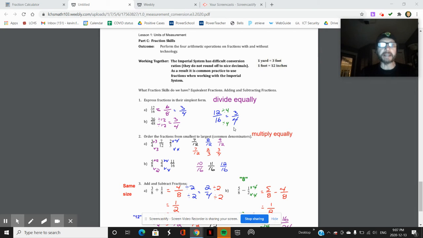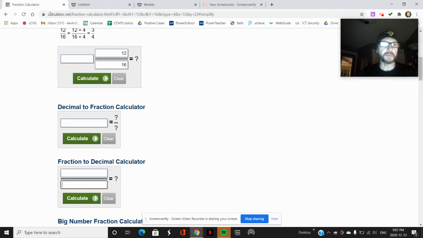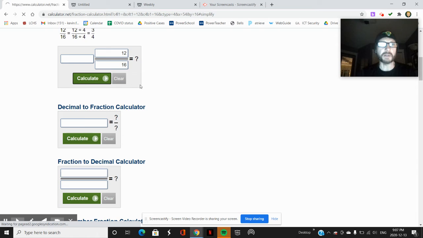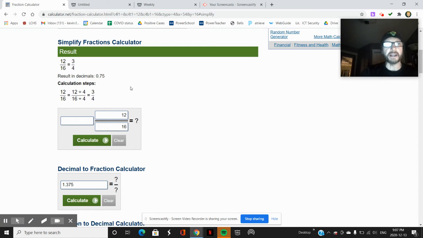One of the things that I linked on our website is a fraction calculator. What I like about this fraction calculator is that you can simplify fractions. You put fractions in and it simplifies, and it shows you the steps. It says 12 is divided by 4 and 16 is divided by 4, which is 3/4. I really like the fraction calculator because it helps us show the work.